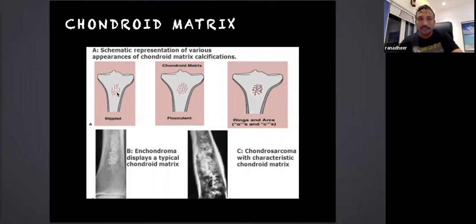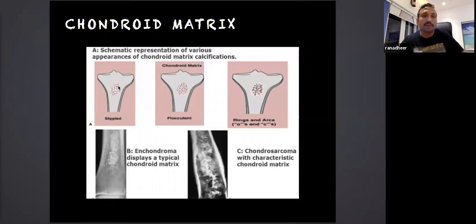I said that enchondroma means it is cartilage inside the medullary cavity. As a cartilage, there is endochondral bone formation. The cartilage keeps on growing and it forms new bone. That's why there will be ossification. So typical chondroid matrix with ossification.